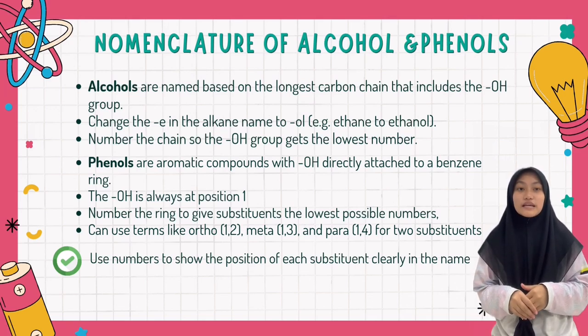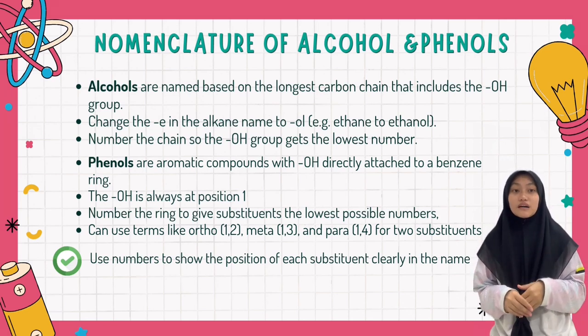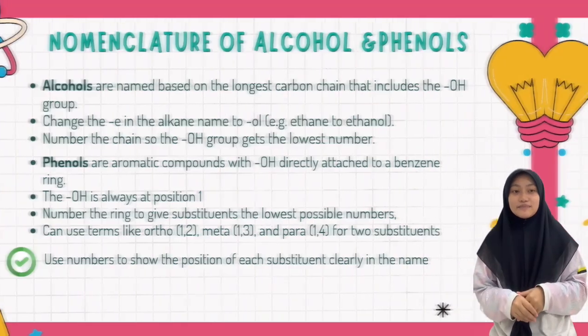We can use terms like ortho position 1 and 2, meta 1 and 3 and para 1 and 4 for two substituents, and make sure we use numbers to show the position of each substituent clearly in the name.